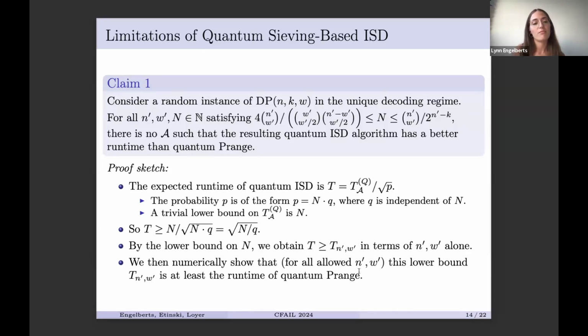And here I would also like to emphasize that classically this problem does not occur, because classically we don't have this square root. I actually don't know, do you see my cursor? Yes. Okay, great, thank you. So this square root does not appear classically, so that means the denominator and the numerator both have a factor of N, and these cancel out. And this is not surprising because we know that classical sieving-based ISD does outperform classical Branch. Okay.